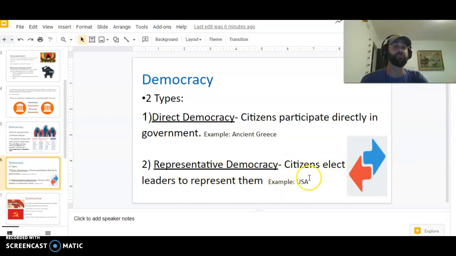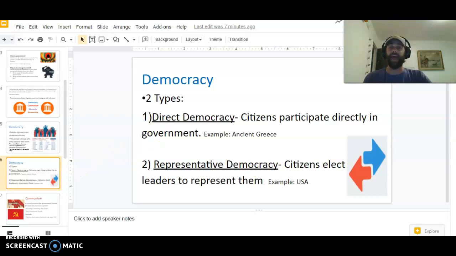Citizens elect leaders to represent them. We have an electoral college. So if you notice the last election, well, the last 3 Republicans to be elected president, George W. Bush, George H. Bush, and Donald Trump, they all won the electoral college but did not win the popular vote. So if we had a direct democracy, we would have a different president. I'm not saying that's a good or bad thing either way.